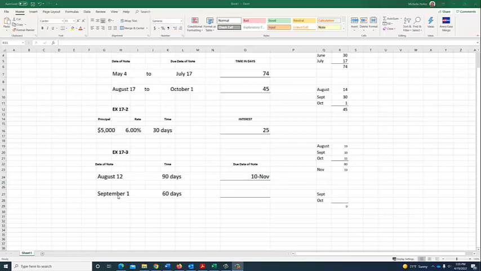Next, we have a note originating on September 1st, and it has a 60-day term. So we'll start with September, which has 30 days, and 1 day has passed, leaving 29 days remaining in September. October has 31 days, and that brings us to our full term, 60 days. So we don't need to go any further into the next month. Our term is up on October 1st. Excuse me, October 31st.